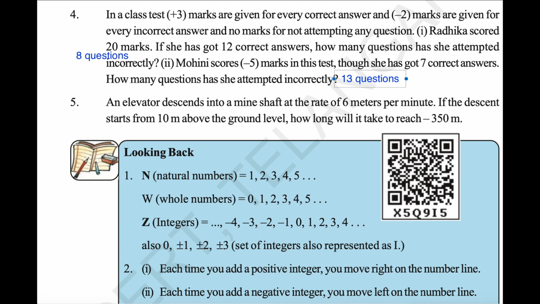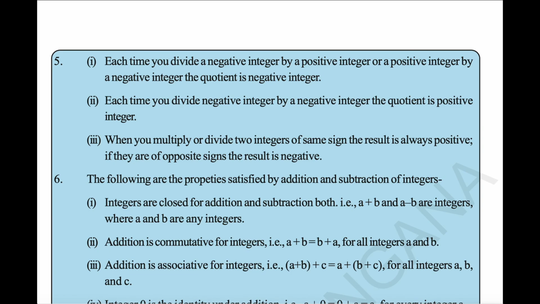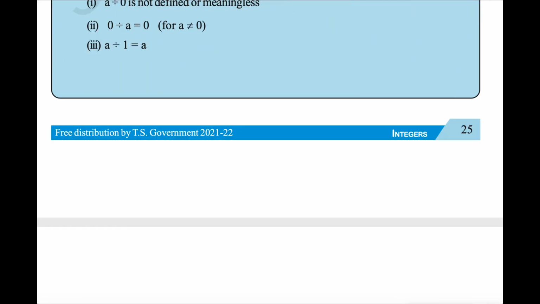60 minutes means how much? 1 hour. Instead of saying 60 minutes, we can equivalently say 1 hour. Looking back, please go through it once. That is needed sometimes.